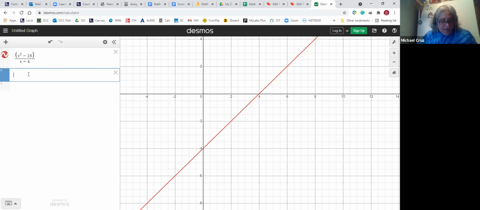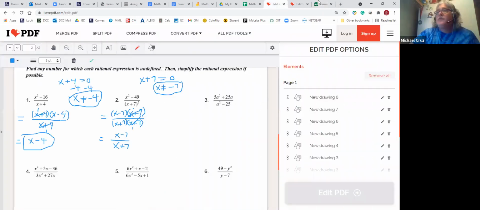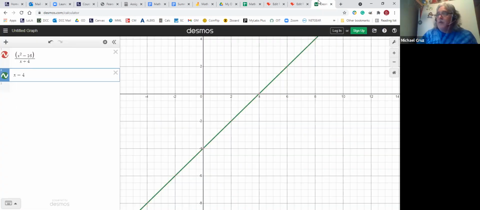Anyway, I'll just go ahead. And the other one was x plus 4. Oops. What was it? It was x minus 4. You can see when I graph it, it's pretty much the same thing.